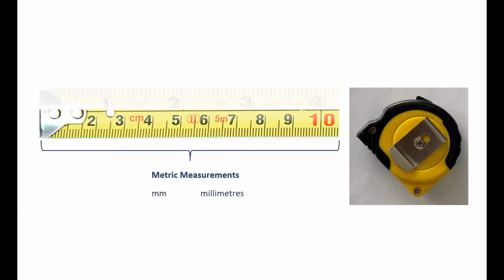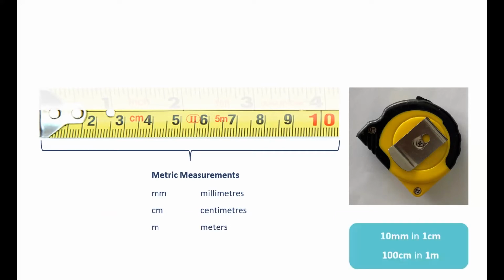Metric measurements are millimetres, centimetres and metres. And again, I'm sure you've learnt about these in school, but I'll just talk to you a little bit about them. So 10 millimetres is 1 centimetre and 100 centimetres is 1 metre.